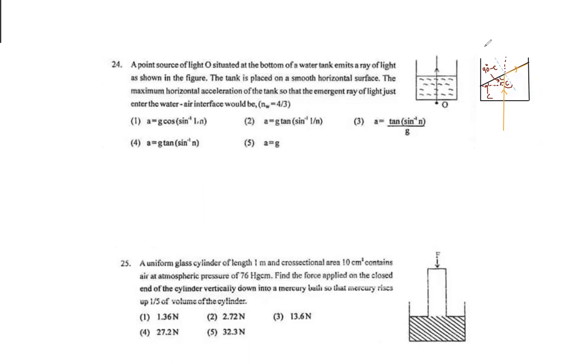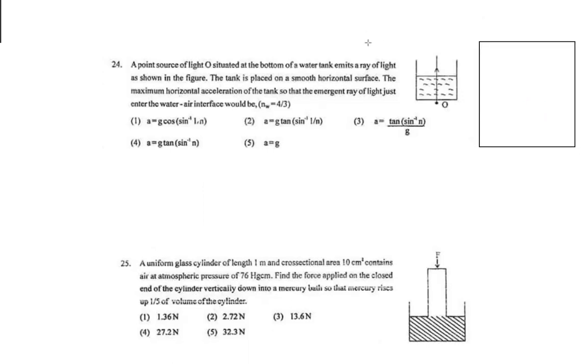Now we know a situation like this will happen if you have an acceleration in this direction. People, wait a minute, I think this diagram is a little too small, so the angles are not very clear. Let me quickly draw the diagram again, a little larger. Give me a second. Draw a larger tank like this, and we want this to happen, and then we want the ray to graze the surface like this.